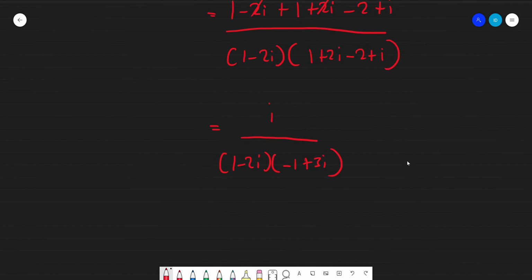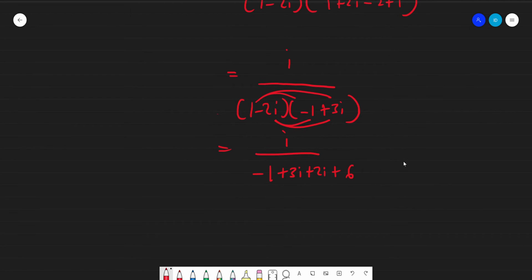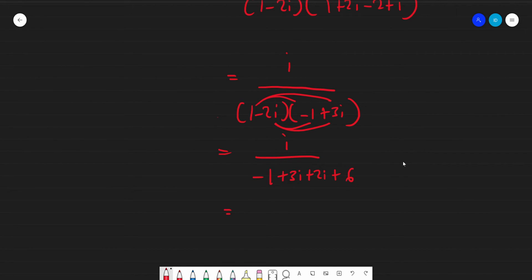Now you'll be left with this expression. Now we need to simplify, but before we simplify, we have to expand the denominator. So i is divided by 1 expanded as usual. So negative 1 plus 3i plus 2i, and then like I said before, i squared will be negative 1. Then negative multiplied by negative 2 will be positive. That's why I get plus 6. So right now I can solve the denominator, which gives i divided by 5 plus 5i.